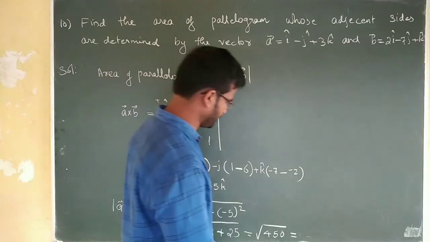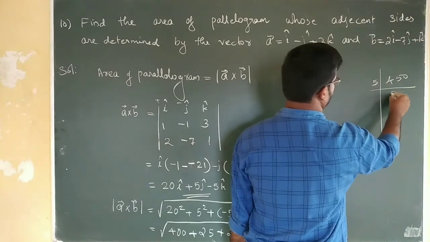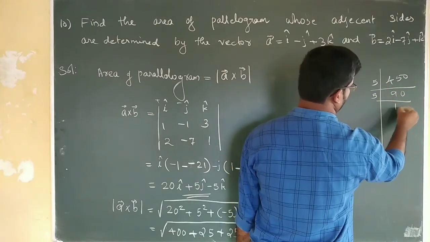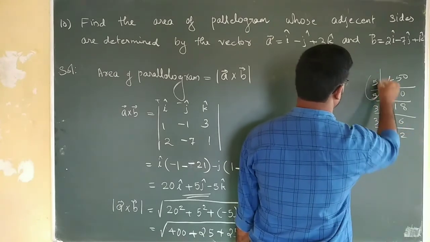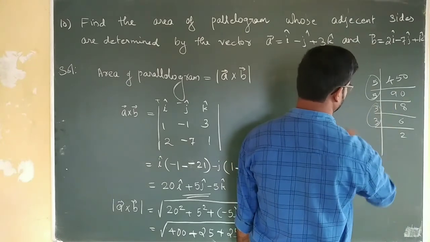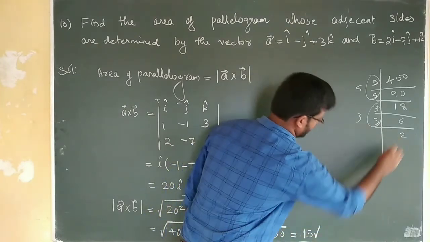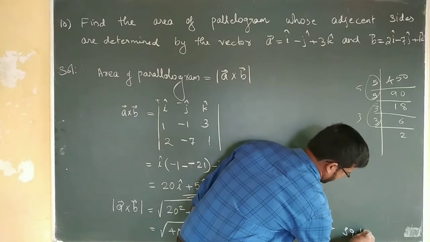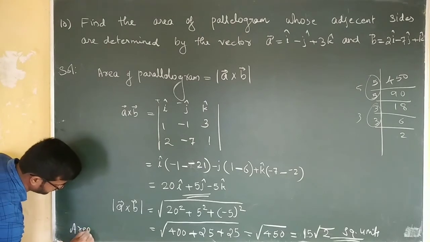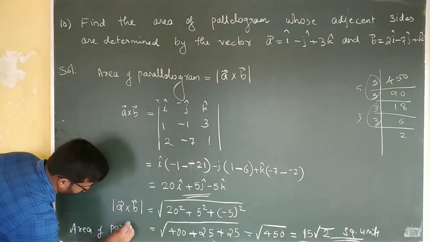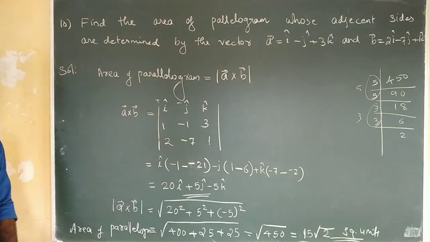We can simplify the square root of 450 using the factorization method. 450 is 5 and 90, and 90 is 5 and 18, and 18 is 3 into 6, 3 into 2. From here we can take 5 and 3, so 15 square root of the remaining 2. So 15 root 2 square units. That is our area of the parallelogram. Just pause the video and write it down in your notebook.